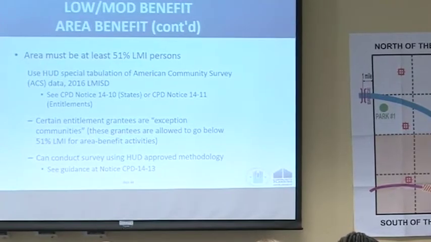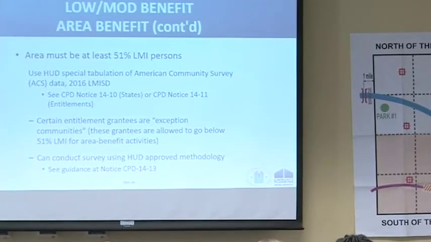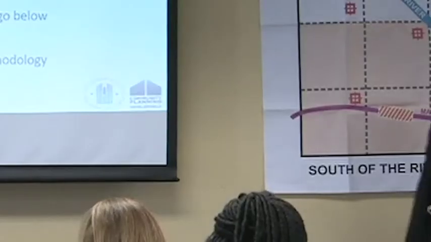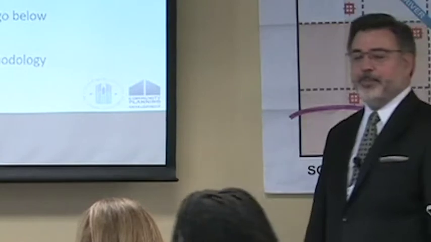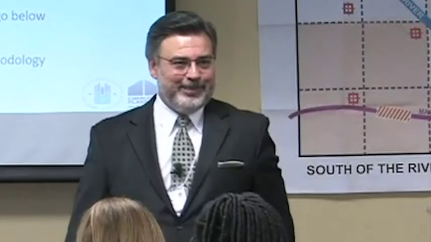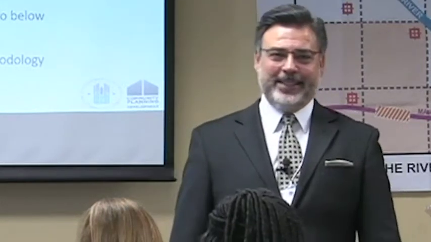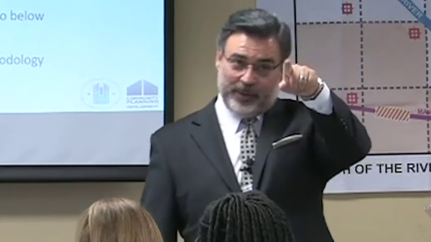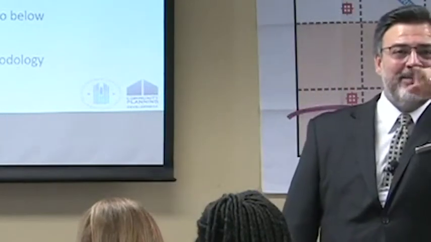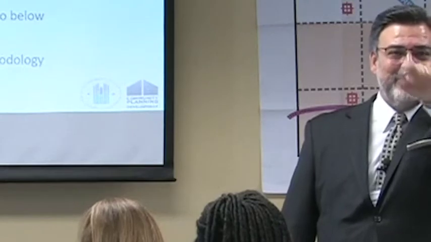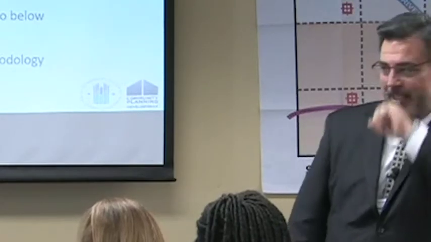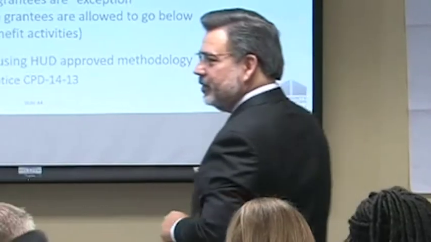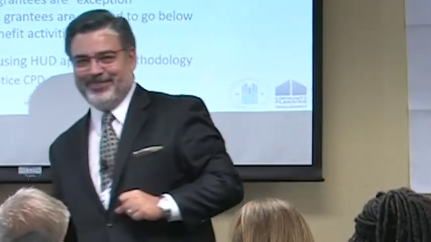Certain entitlement grantees are considered exception communities. Do we have any exception communities present? Wow, we've got quite a few. So what's your number? 44.66. Back there, we have some hands. 42. 43. Gentleman there? I think ours is around 42. 42. Okay. The rest of you are going to be jealous.